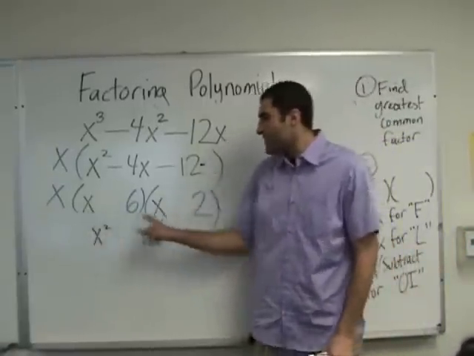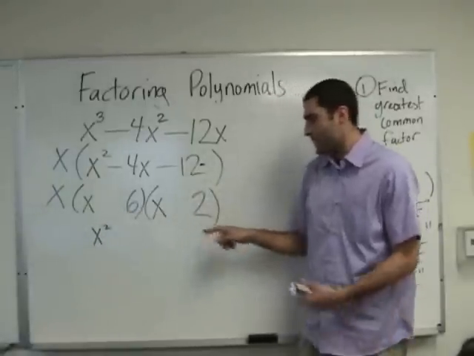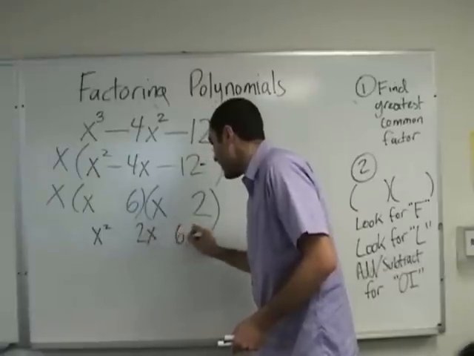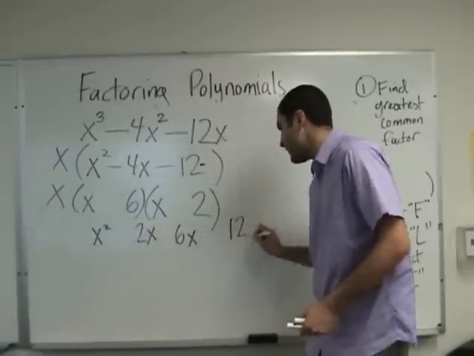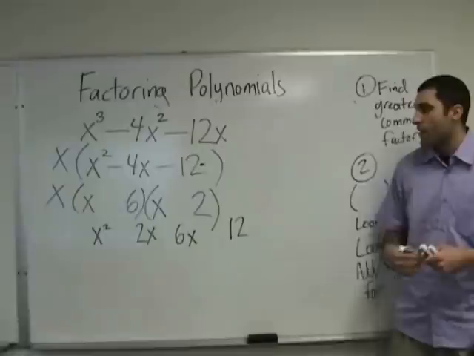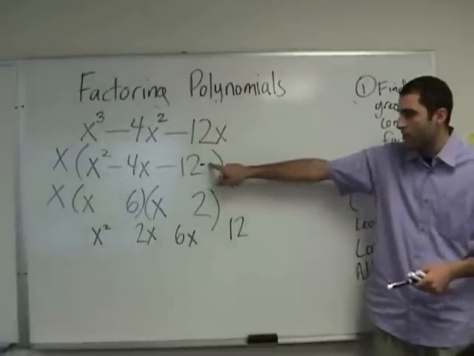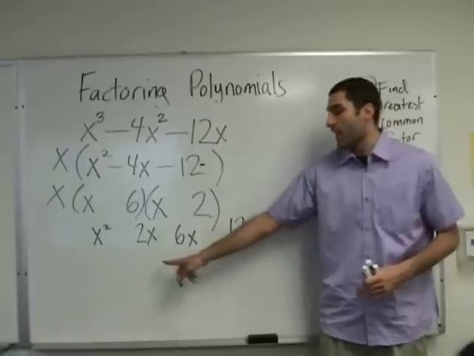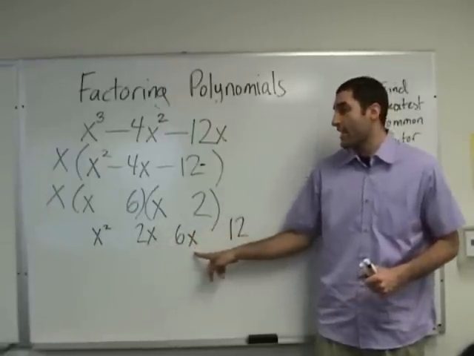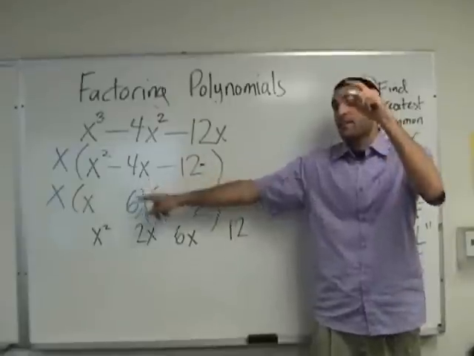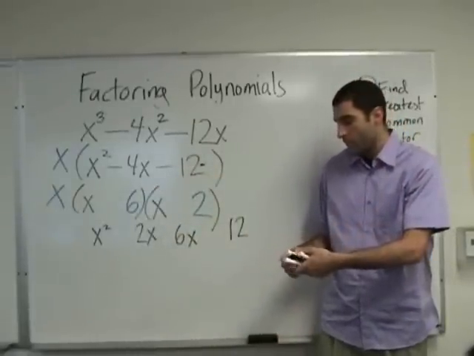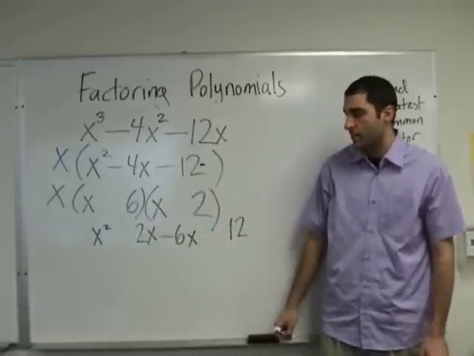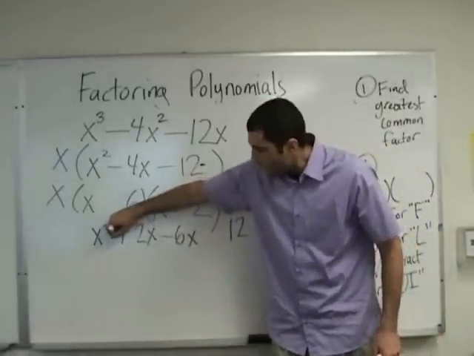Okay. x times x, x squared. x times 2, 2x. Then what? 6x. Then what? 12. All right. So we have our 12 here. Now, how do we manipulate 2x and 6x so that it turns into negative 4x, please? There's a negative sign before the 6. Negative 6, and then positive 2.